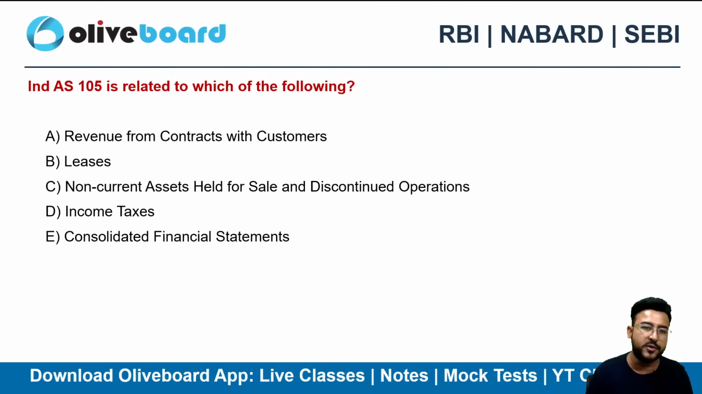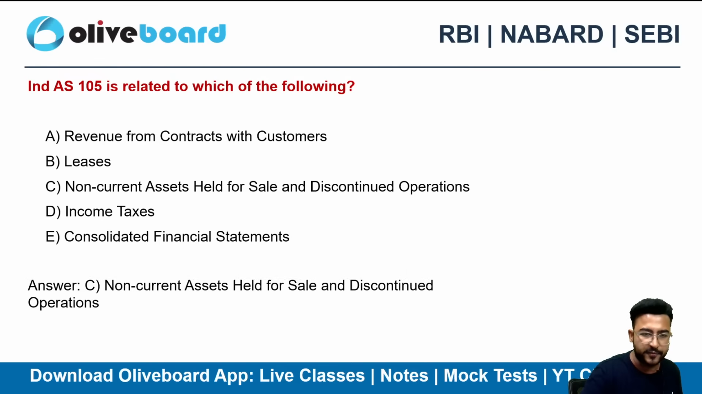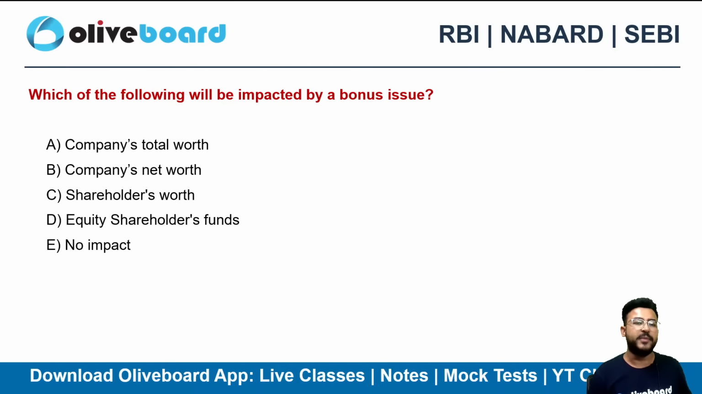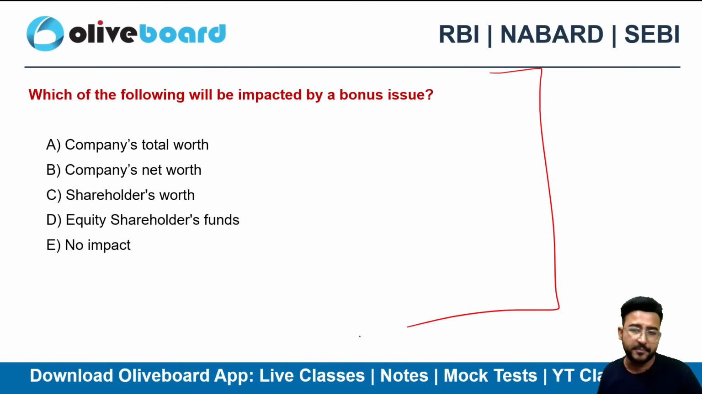Next one, Ind AS 105 is related to which of the following? So Ind AS 105 is related to non-current assets held for sale and discontinued operations. Out of course question, and one or two out of course questions come in every exam, right? Ind AS 105. Which of the following will be impacted by the bonus issue? Now, a related question was there in the PFRD examination as well. Which of the following will be impacted by a bonus issue?